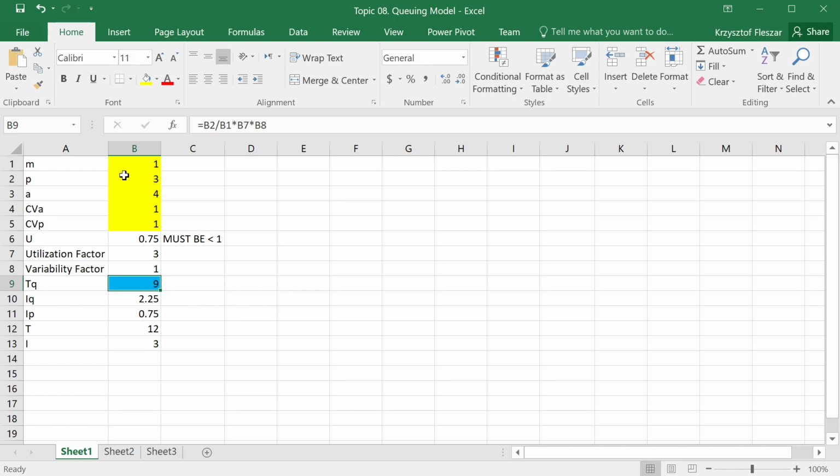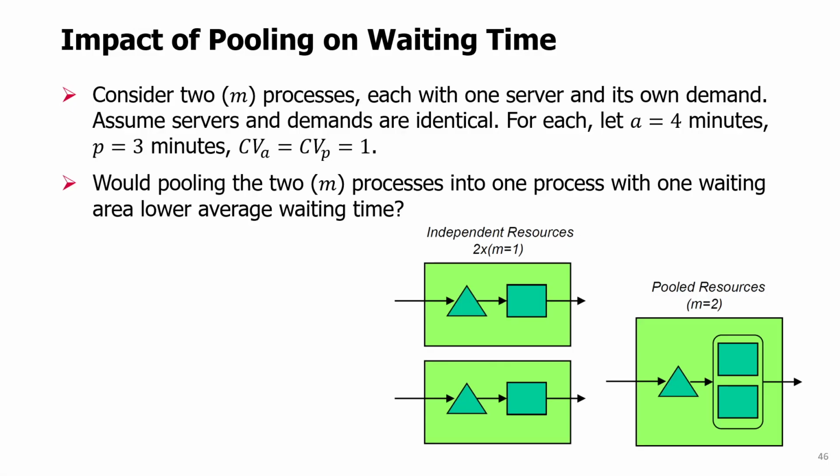What's the unit? Well, the same unit as I used for 3 and 4, so it must be 9 minutes. So if I have a single server in my example, each of those single servers will have 9 minutes of waiting time. Independent resources, TQ is 9 minutes. What about the pooled resource?